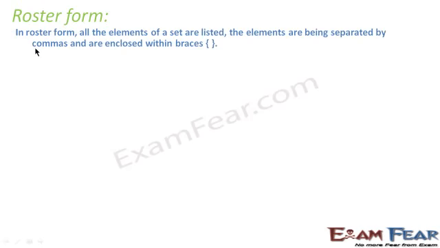Roster form. In roster form, all the elements of the set are listed and they are separated by comma and enclosed with braces. Please note there are three things that are important. All the elements are listed, they are separated by comma and they are enclosed with braces.